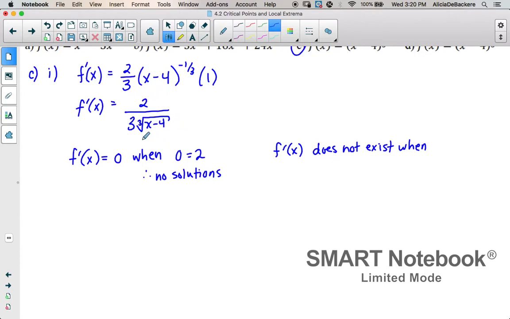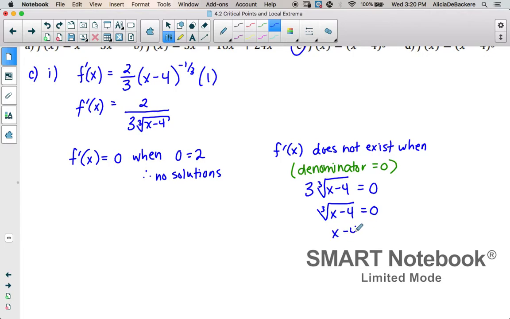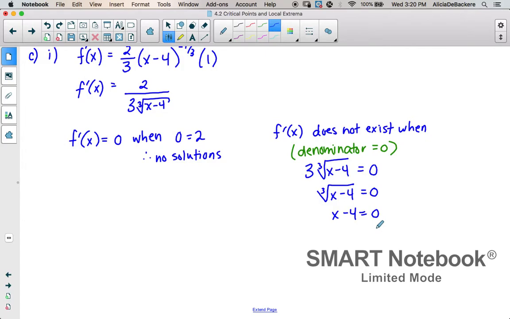So in this question, I do have a denominator. So the function will not exist when the denominator is equal to 0. That's kind of what I'm thinking in my head. I wouldn't normally write that down. I would just set the denominator equal to 0. And so I'll divide both sides by 3. And then to move the cube root over, I'm going to cube both sides. But when I cube 0, I get 0. And then I'll move the 4 over. And so this derivative is not going to exist if I put a 4 into the denominator, and you might have been able to see that from the start.